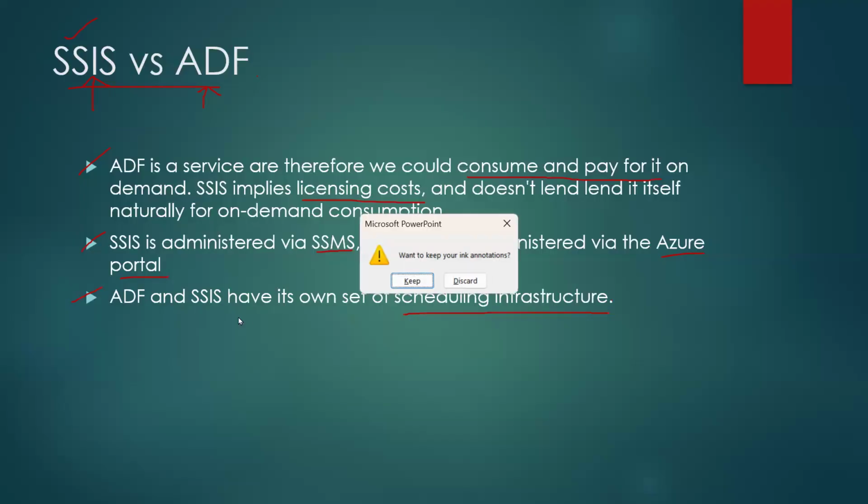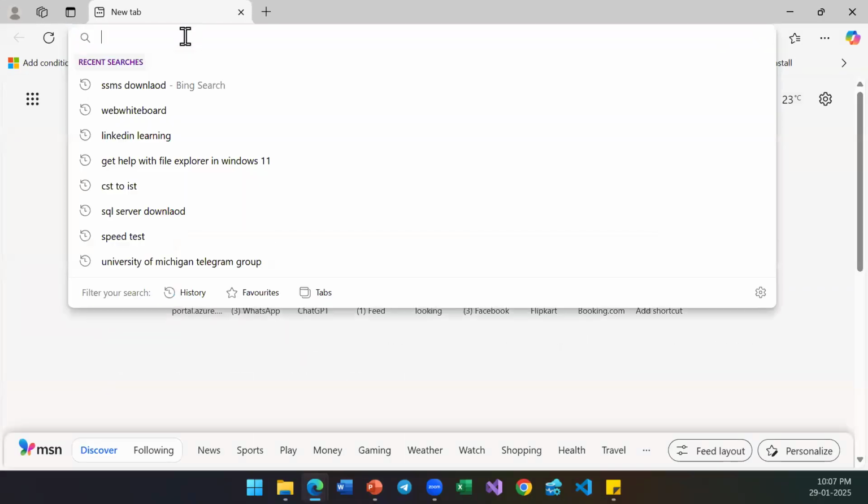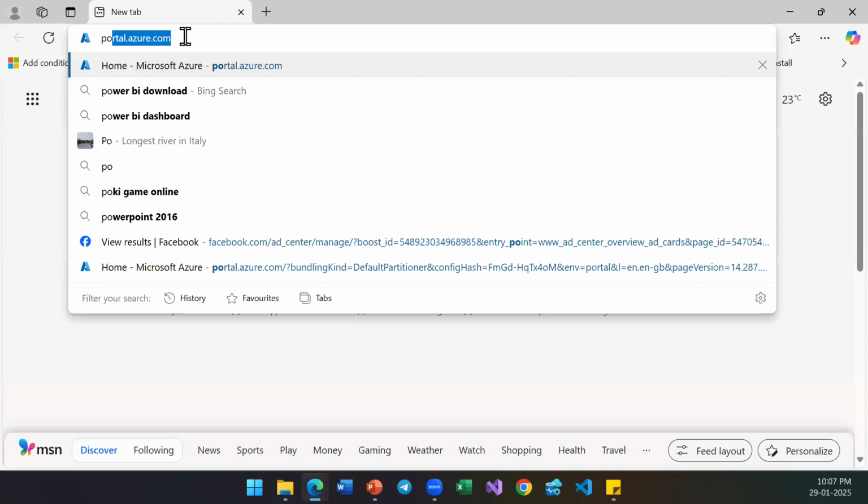So given that info, I'll quickly showcase how the portal looks. And of course, if you are interested, I can also showcase how SSIS looks, and how we can develop a process and so on, because I have both of them on my machine. But anyway, I'll walk you through this one first, and then we'll take it from there. So we have a URL called portal.azure.com, guys.